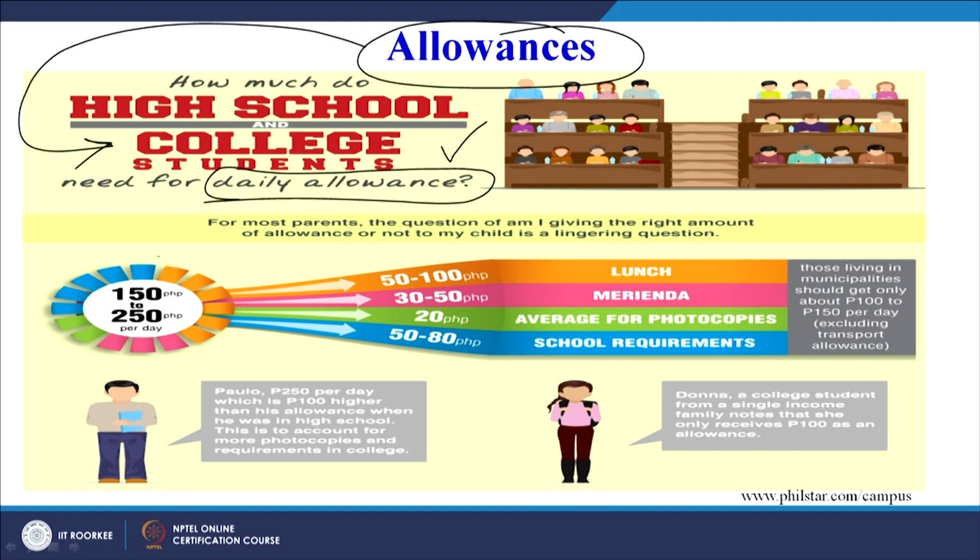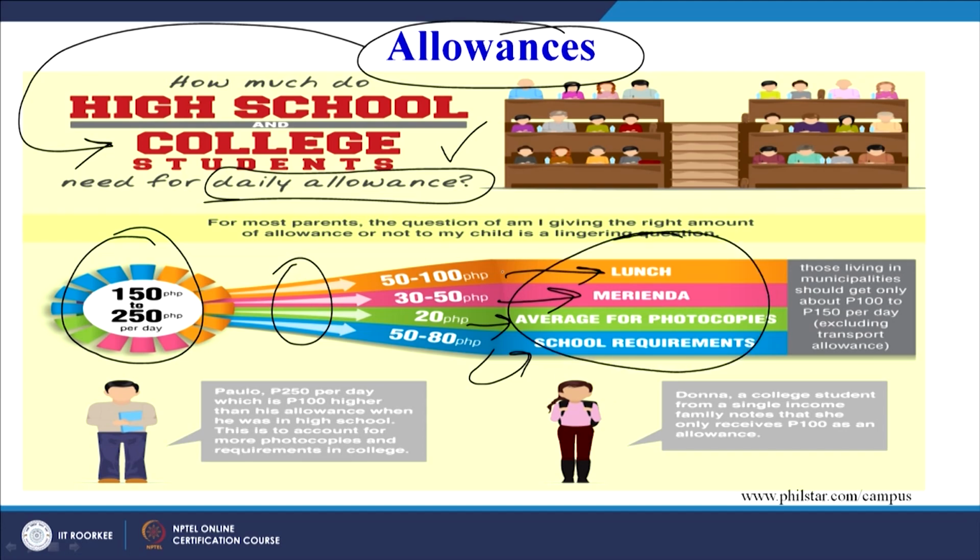Maybe some range is given here, 150 to 250, and then the further division is given. Some amount is for lunch, another is for merienda, another is the average for photocopies, then another one is school requirements. So this total allowance is further divided into 4 broad categories. Usually as parents we feel that we must decide how much allowance to give our child apart from paying the fee and the other charges to the school. What is the additional allowance we must give?